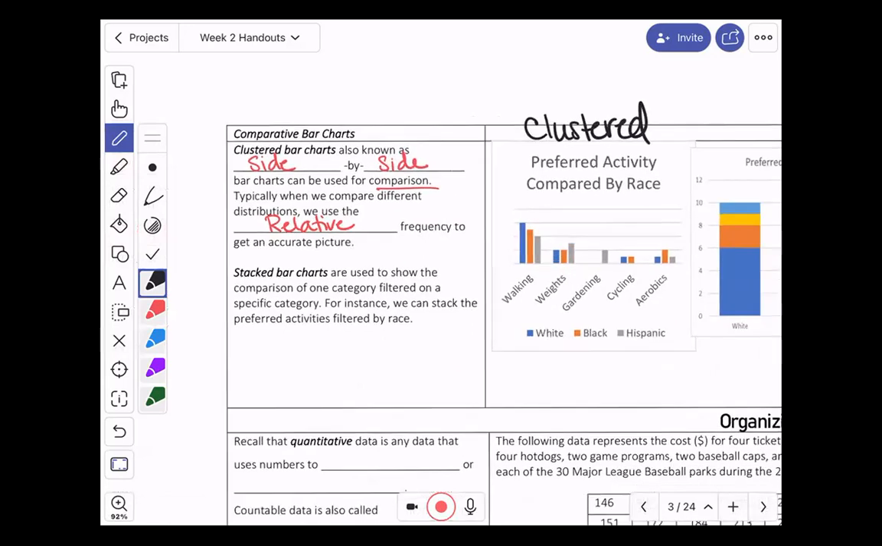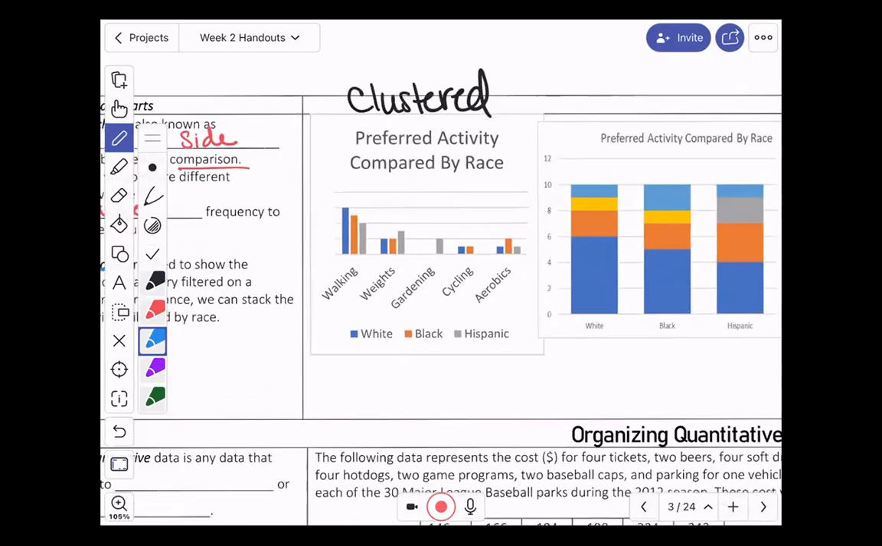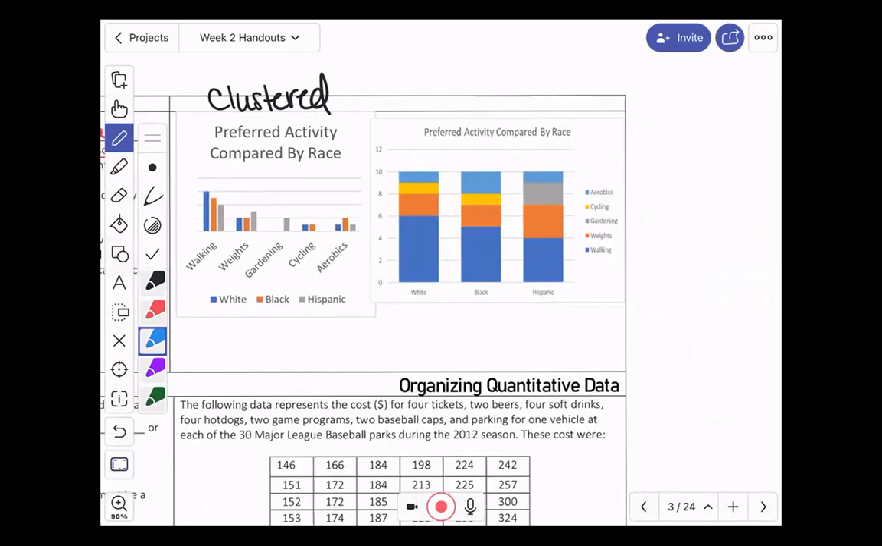Now, the other one we can talk about is what's called a stacked bar chart. They're used to show the comparison of one category filtered on a specific category. In particular, we are doing activity filtered on race this time. So if you look here, for each race, what's the most popular activity? Again, it's still going to be walking, right? But now you can see that whites walk more than blacks, blacks walk more than Hispanics, right?